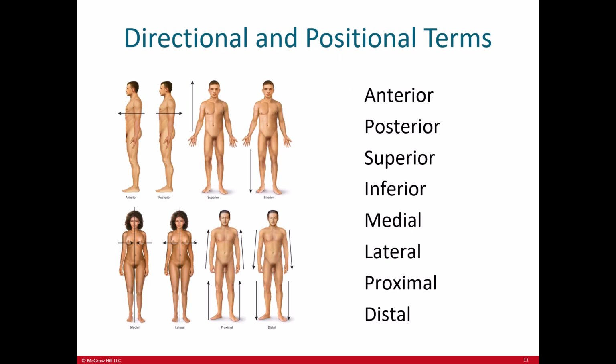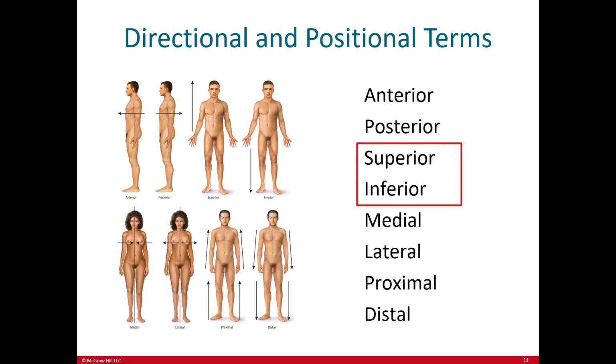So directional and positional terms, as you can see here, we have our guy up at the top. He is standing correctly in anatomic position. So we're going to be using different terms such as anterior. Anterior is moving from the back of the body to the front, as you can see by the arrow in this diagram. Then for posterior, it's going from front to back. So it's going towards the back.